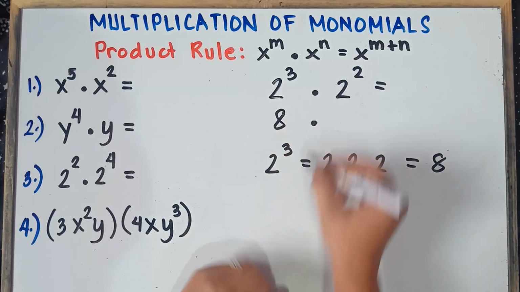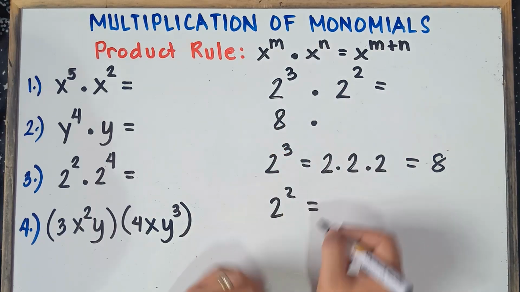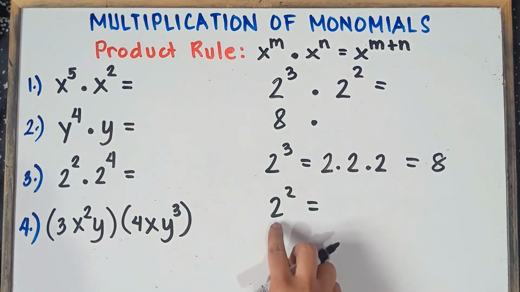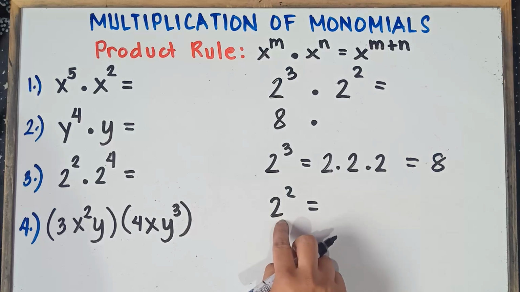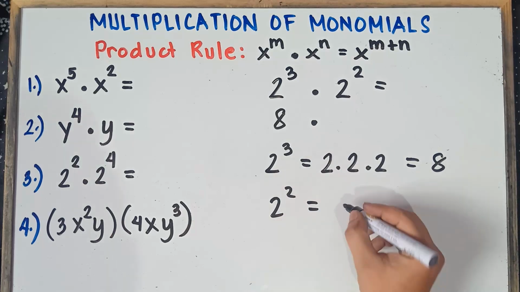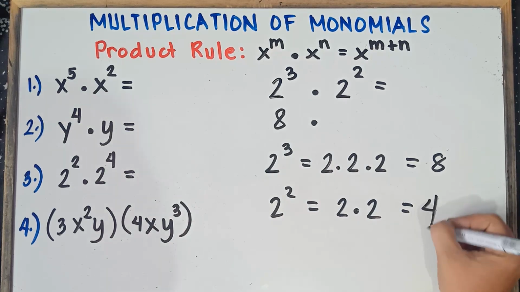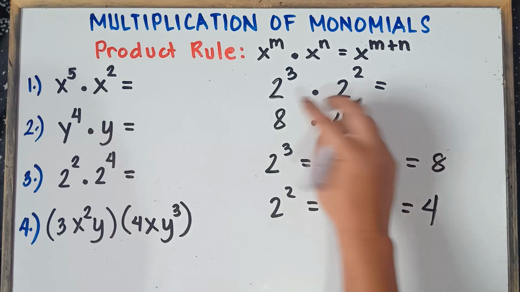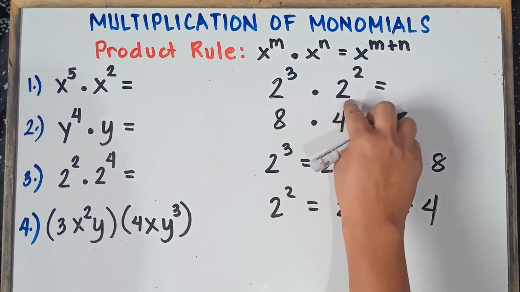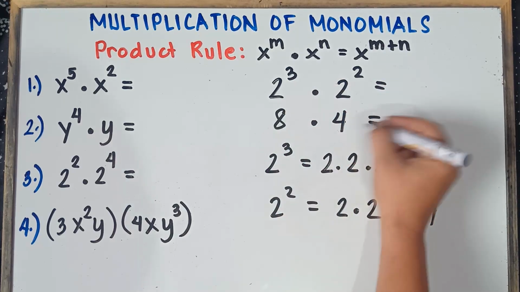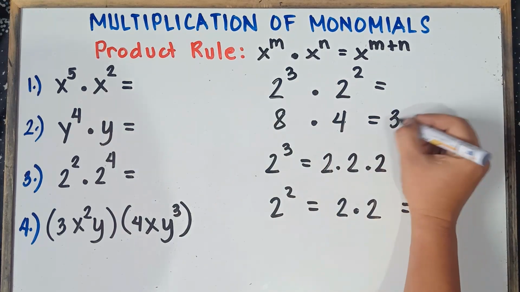And then times 2 raised to the power of 2, what would be the answer, class? That's correct, 2 raised to the power of 2 means you multiply this 2 by itself twice. So that would be 2 times 2, which is 4. So 2 raised to the power of 3 is 8, times 2 raised to the power of 2, which is 4. And then 8 times 4, that would be 32.